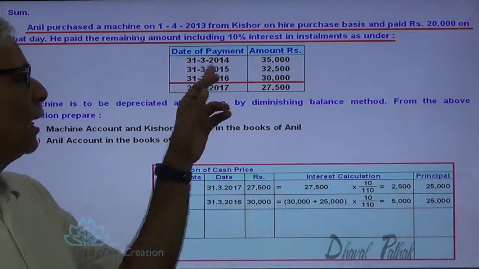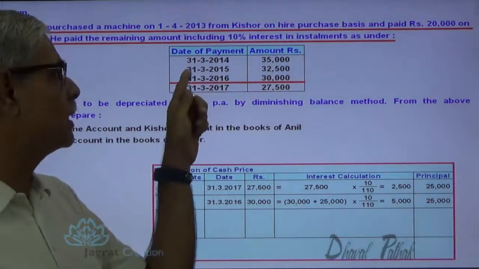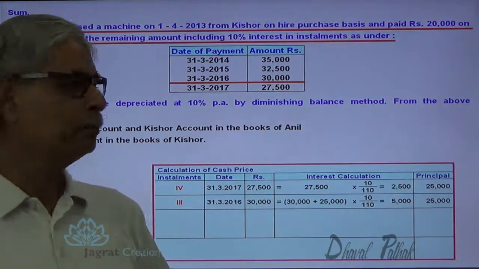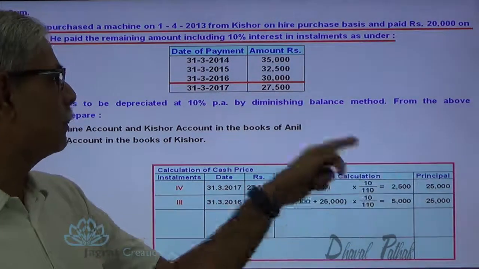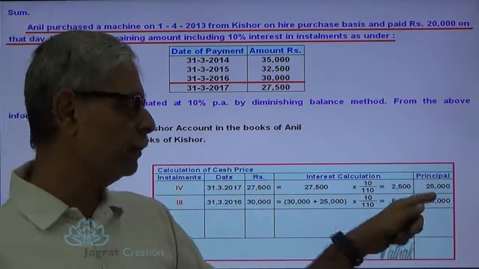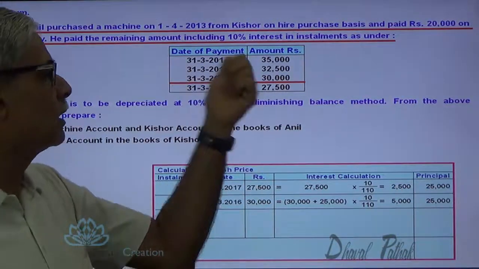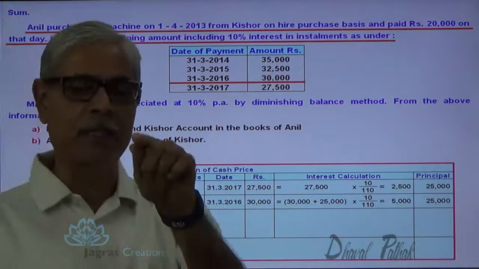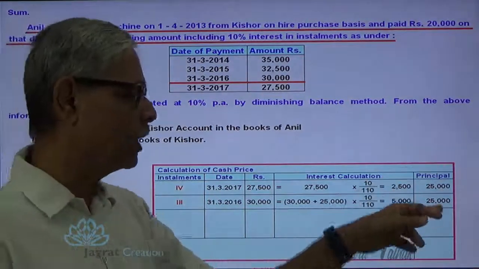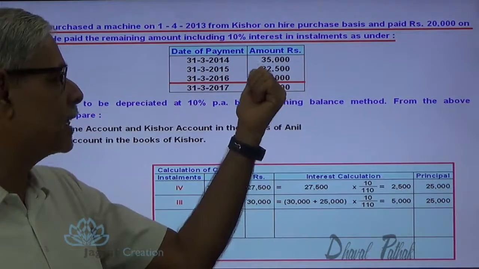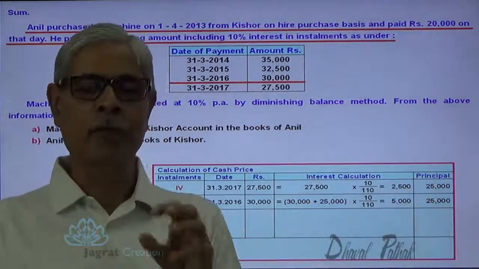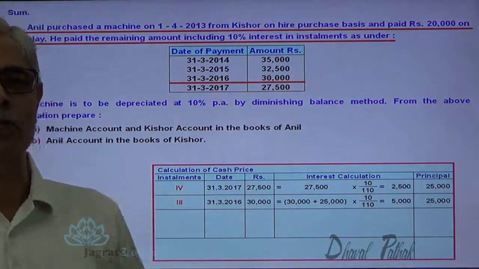Now, I want to find out the interest element in this second installment, 32,500. Now, once again, the same question. This 25,000 paid on 31/3/2016. This 25,000 paid on 31/3/2017. So, this 50,000 were outstanding as on 31/3/2015. So, when the payment of 32,500 was made, after making a payment of 32,500, the amount outstanding was 50,000. So when the interest calculation was made in this 31/3/2015 installment, this 50,000 has also played a role for the purpose of computation of interest.